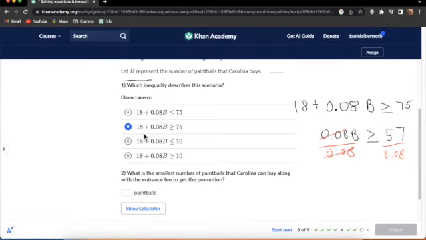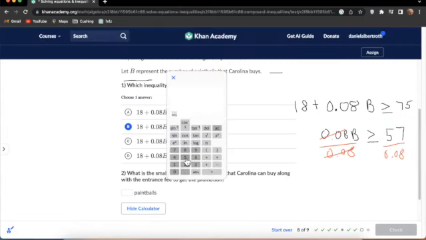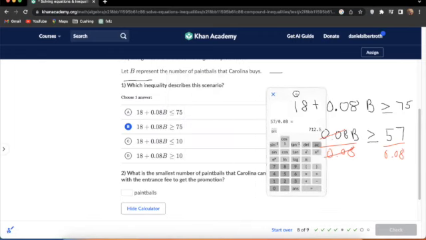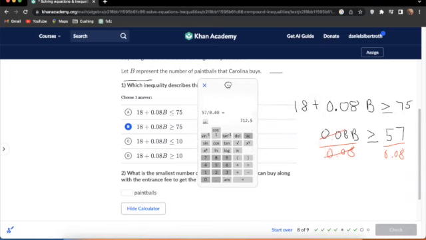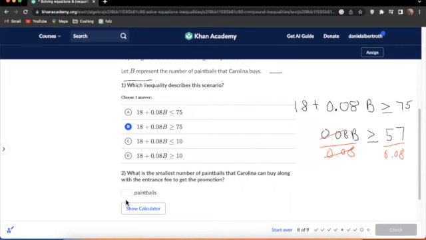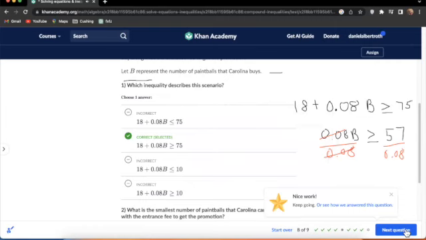So I need to do that math. I show calculator. 57 divided by 0.08. Wow, 712.5 balls. So she could buy 713 balls, and that will get her into the discount. 712 balls will not get her into the discount. 713 will. So I think it's going to be 713 paintballs. Sounds like a lot, random number, but there we go.